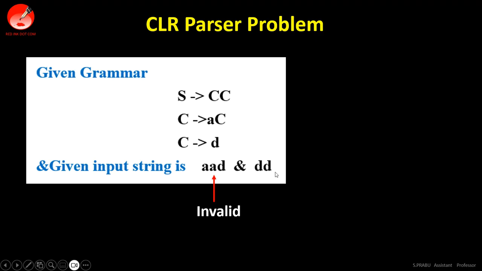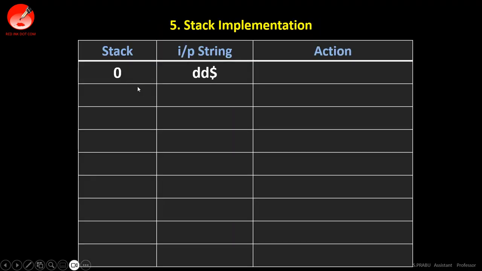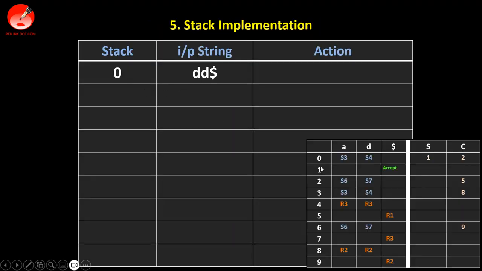Then we check the second input. First compare 0 and small d. 0 and small d is shift 4. After shift 4 we can get this value. Then compare 4 and d. 4 and d is reduce 3. Reduce 3 means write the third rule. It has only one element, so I select two elements here. So instead of D4, I write capital C. Compare 0 and C. 0 and capital C is 2, so I write 2 here.